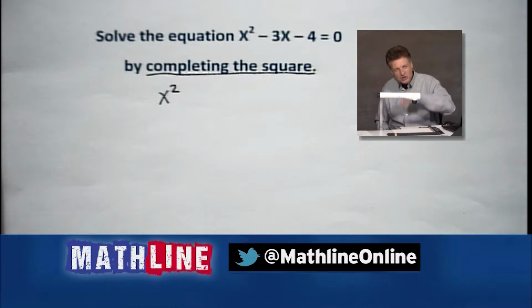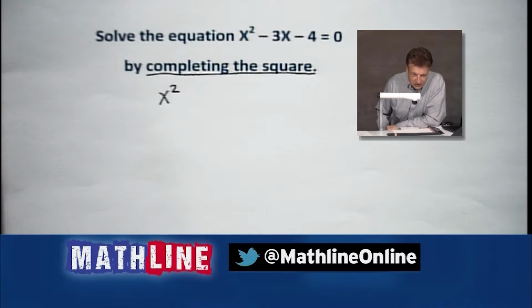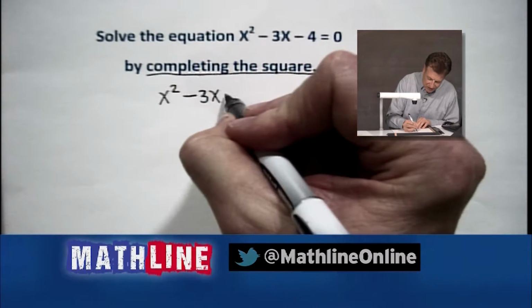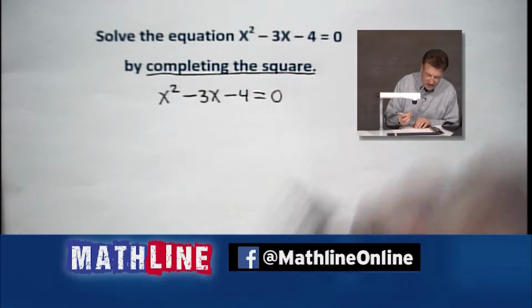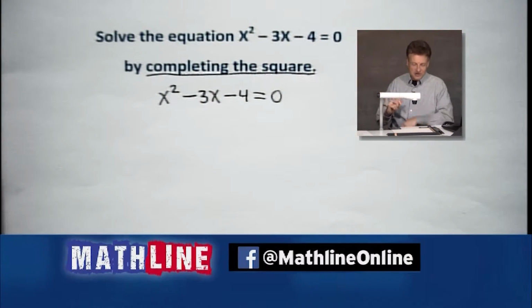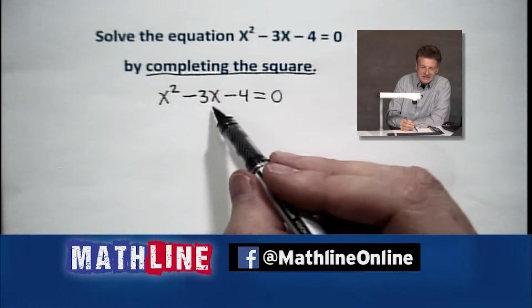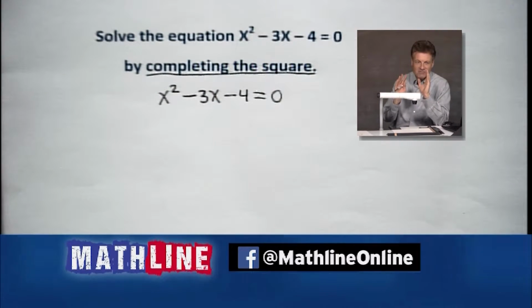Boy, Emma, I wish you'd given me minus 4x. That would be so much easier. But that's okay. We're going to use an odd number in there. And let's see. Minus 3x minus 4 equals 0. Now, remember the first thing we need to do: we need to have x squared and something x all by itself before we can complete the square.